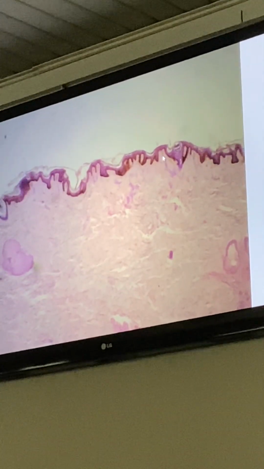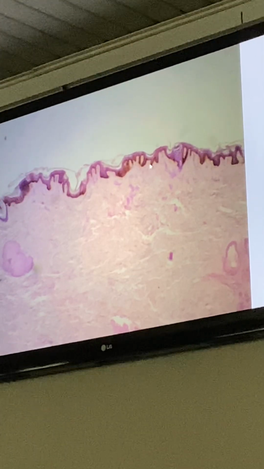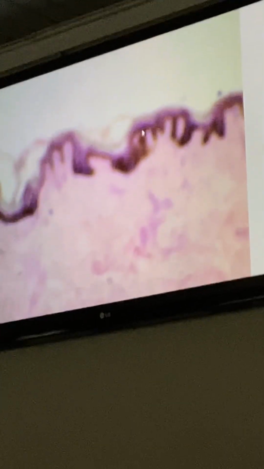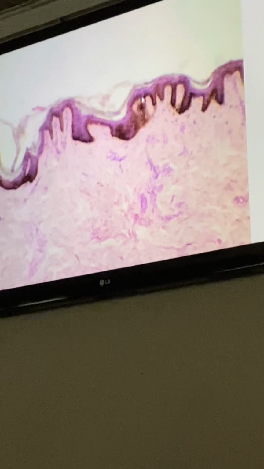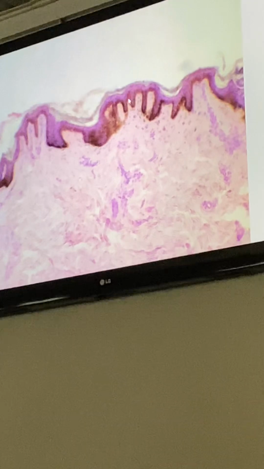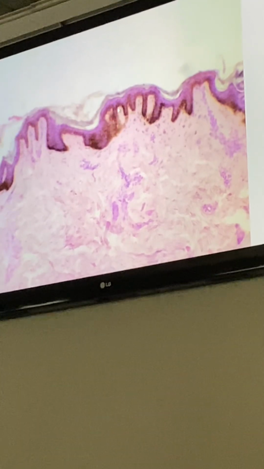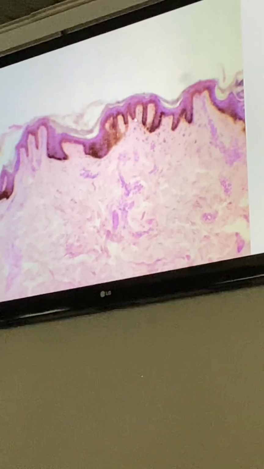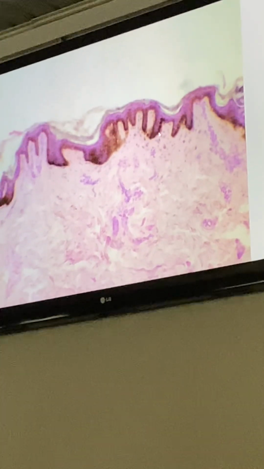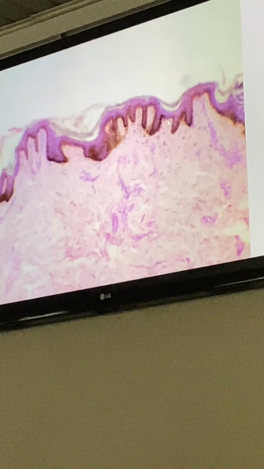You can see this is the brown layer. On the higher magnification, you can see the melanocyte, a rounded cell present between and among the basal cells. This is the brown color between and among the basal cells. These are melanocytes containing melanin pigment, responsible for the dark color of the skin.